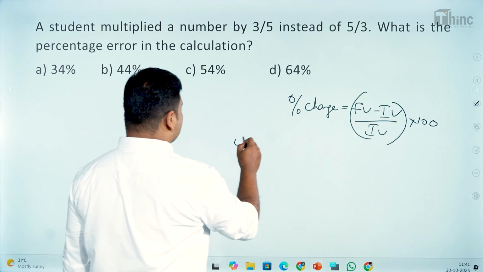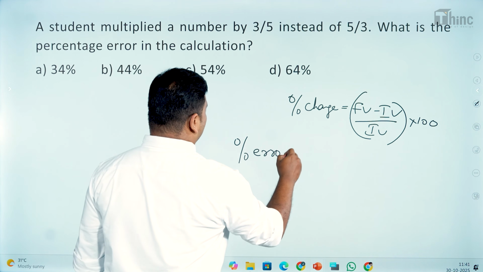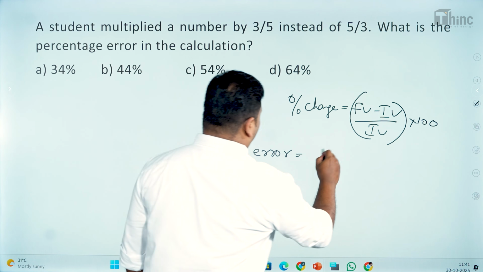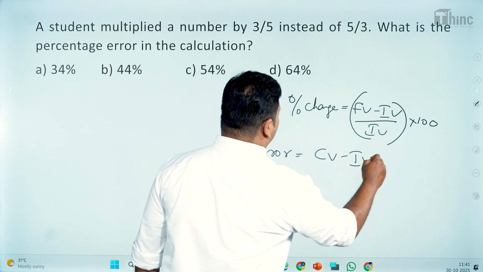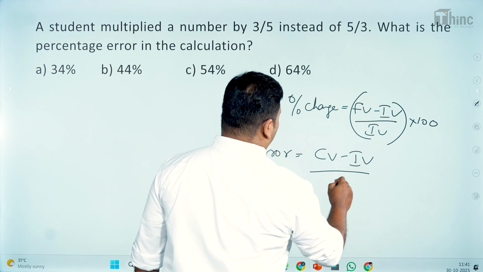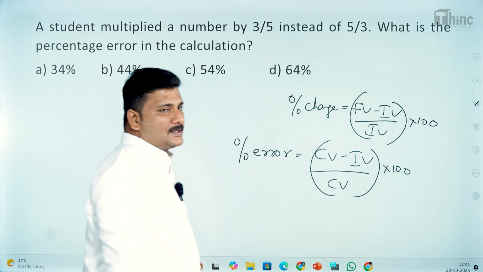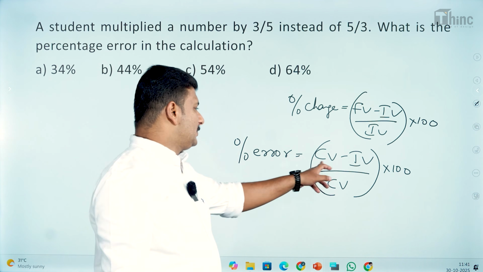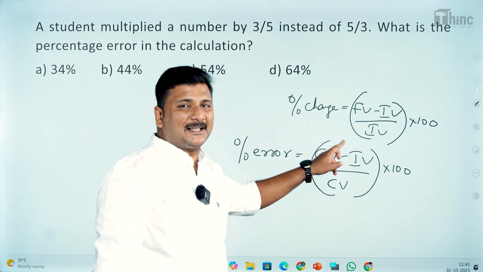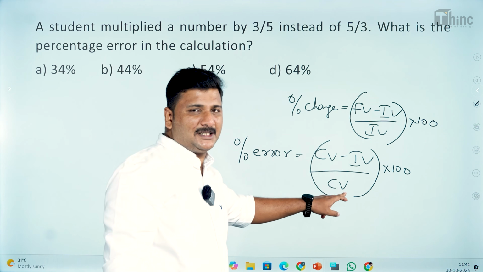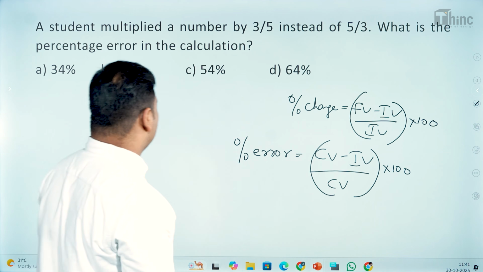So what is going to be the percentage error? Percentage error is nothing but correct value minus incorrect value by correct value into 100. So keep a note of this. Correct value minus incorrect value is the error, right? So error is what percentage of the correct value is what percentage error means.